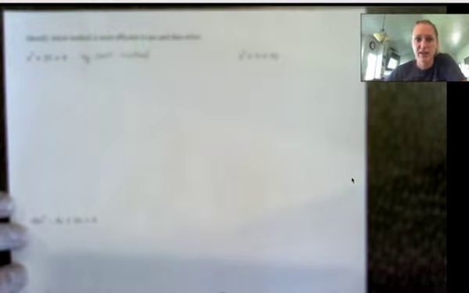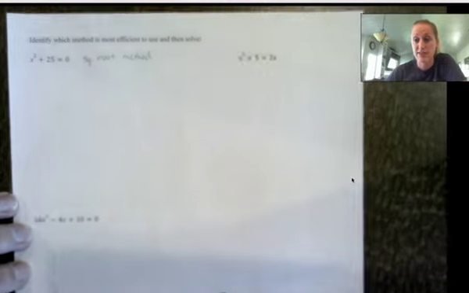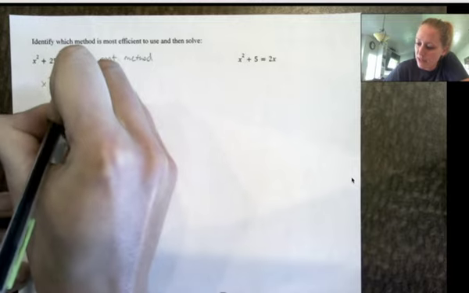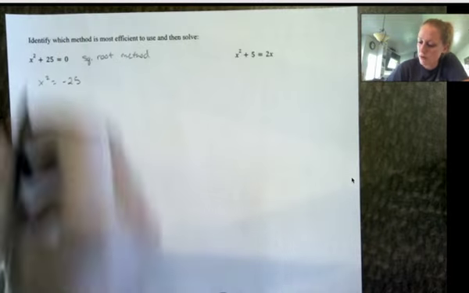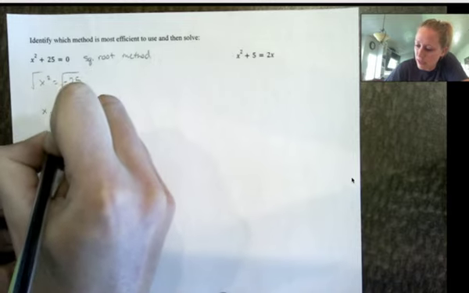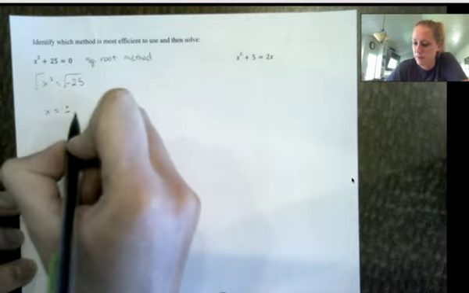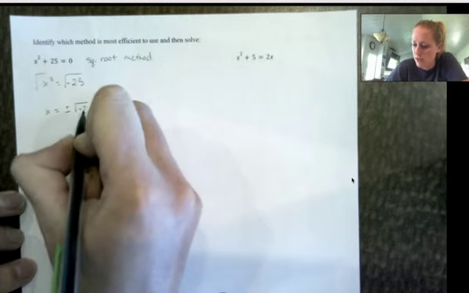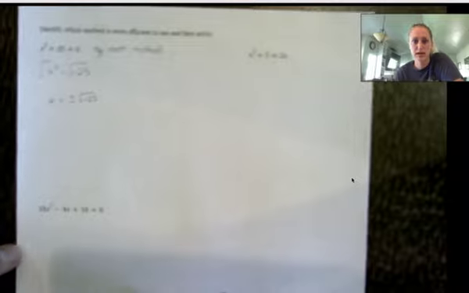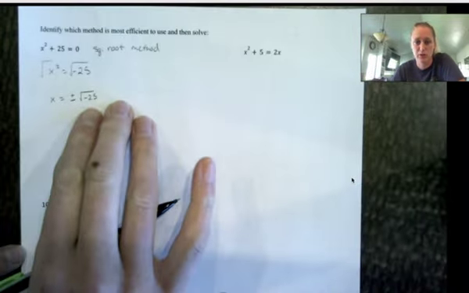Okay, so I'm going to isolate the x squared and then take the square root of both sides. So I'm going to subtract 25, so I get x squared equals negative 25. Take the square root, and don't forget plus or minus anytime you use the square root in a solving step. All right, so now this is where normally I would say no real solutions, but now we're going to give our solutions as the imaginary number that it is equal to.